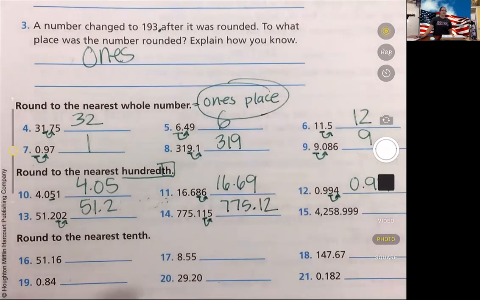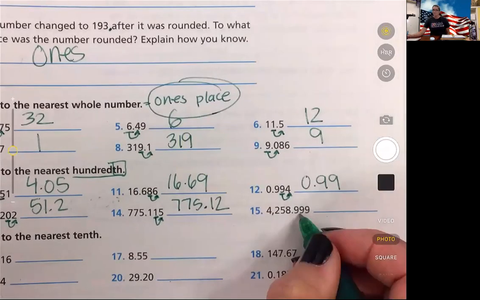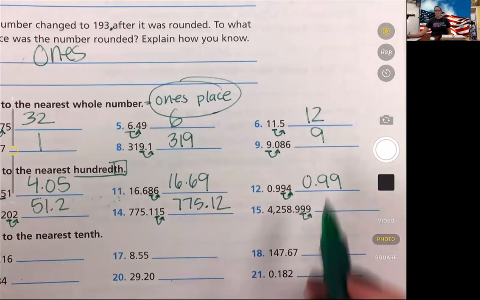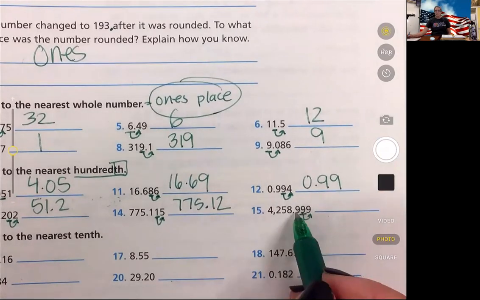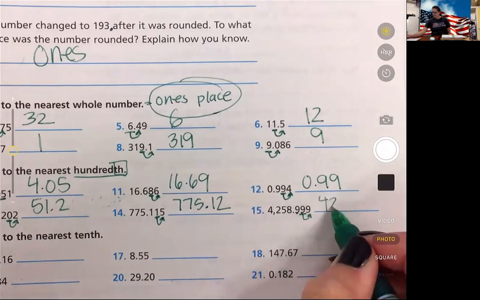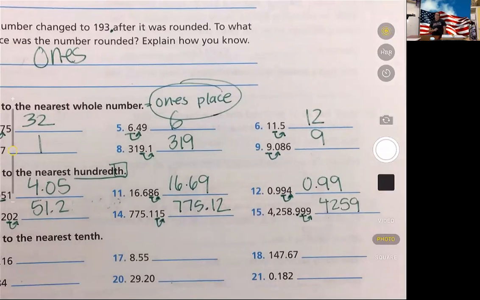Okay, this next one I thought was going to trick you guys, but you guys got it. I have a 9 in my hundredths place. I look behind it. There's another 9. That's going to make this 9 become a 10, and that 1 is now going to carry over to my 8. So 4,259. Do I need that decimal and zeros? No, I don't need them. 4,259 works just fine.